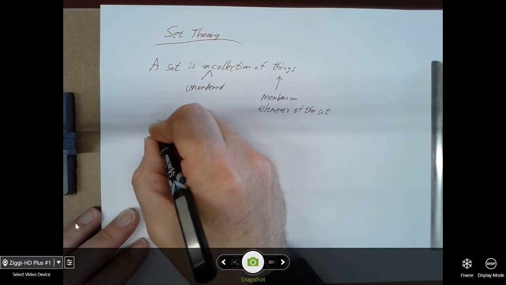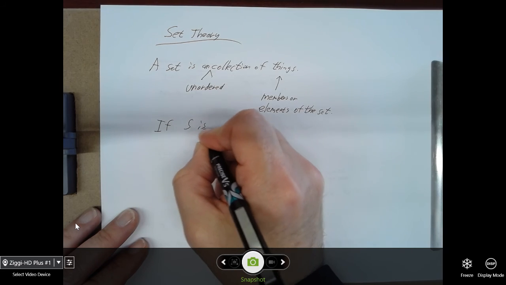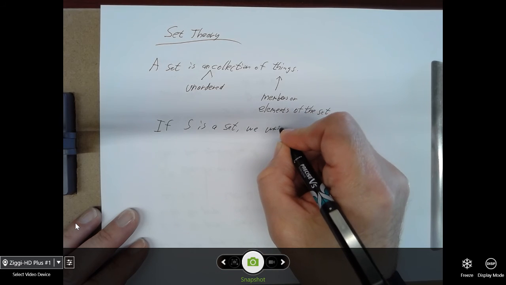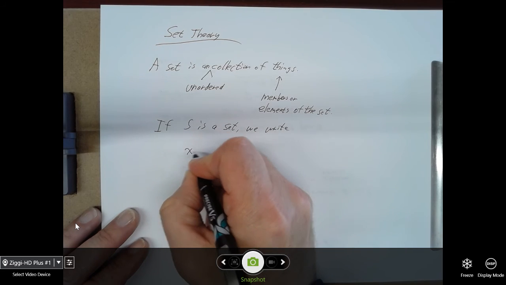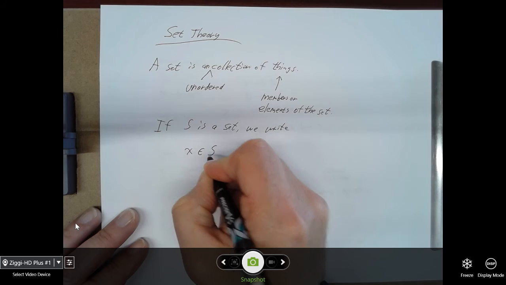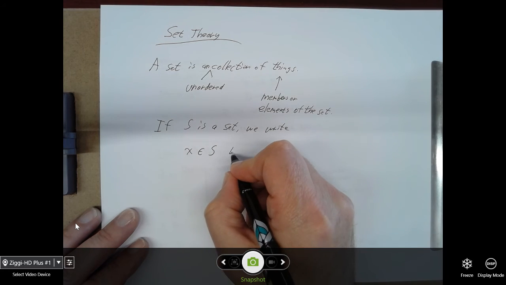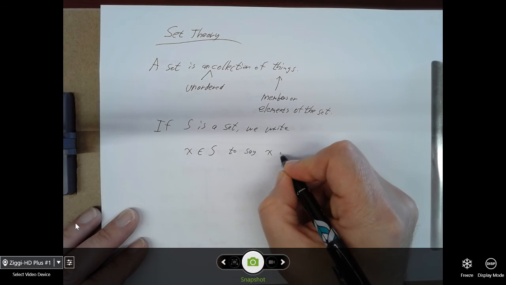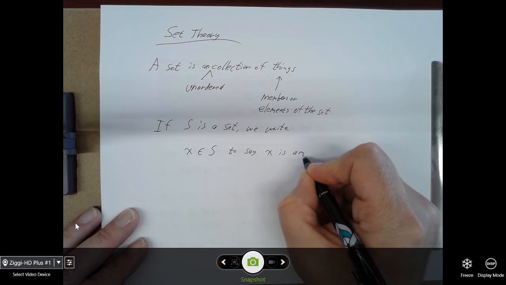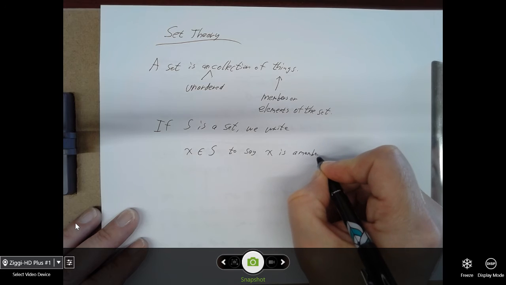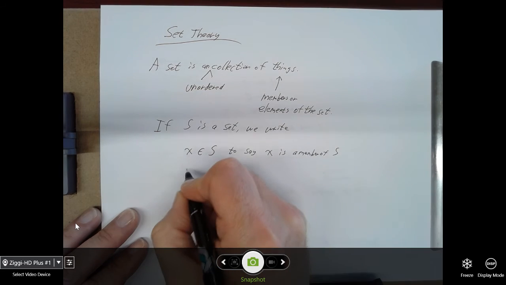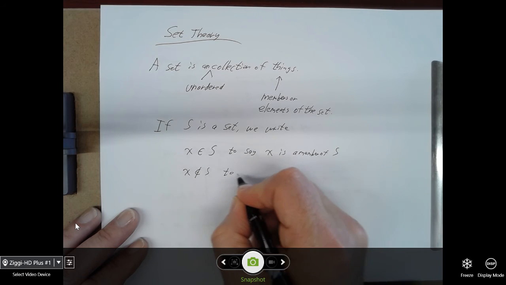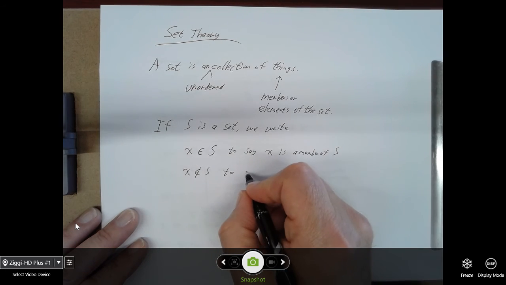So if S is a set, we can write X is contained in S to say X is a member of S. And we can put a slash through that symbol to say X is not a member of S.